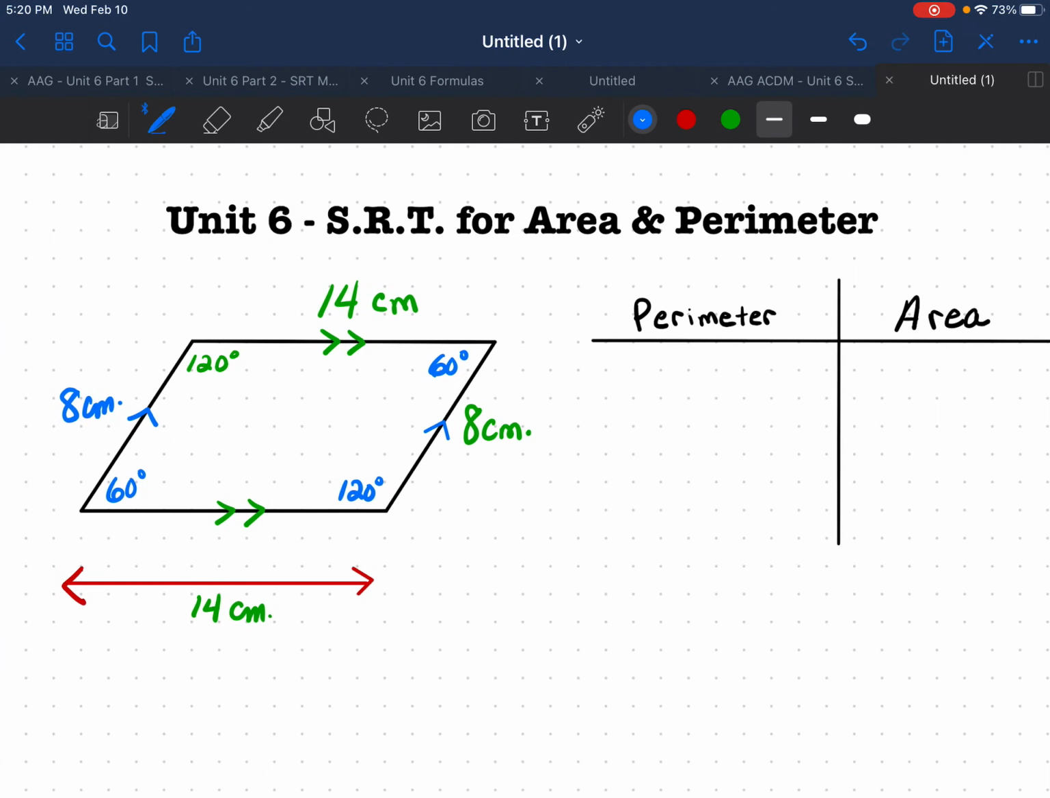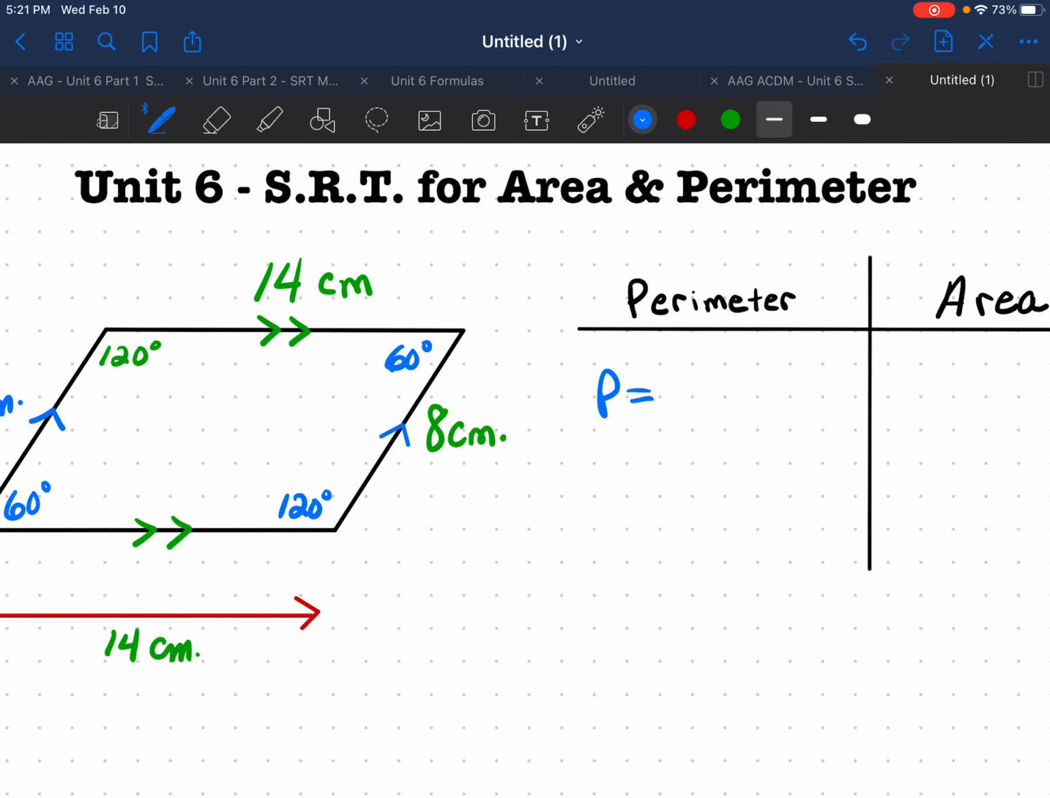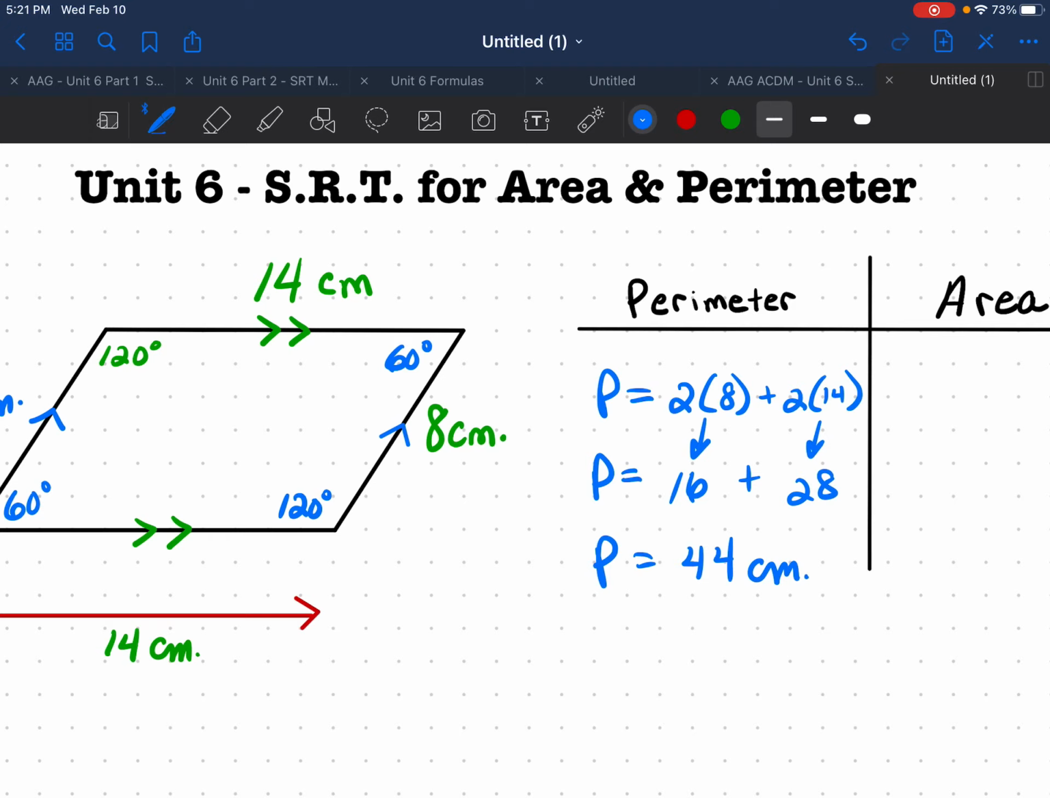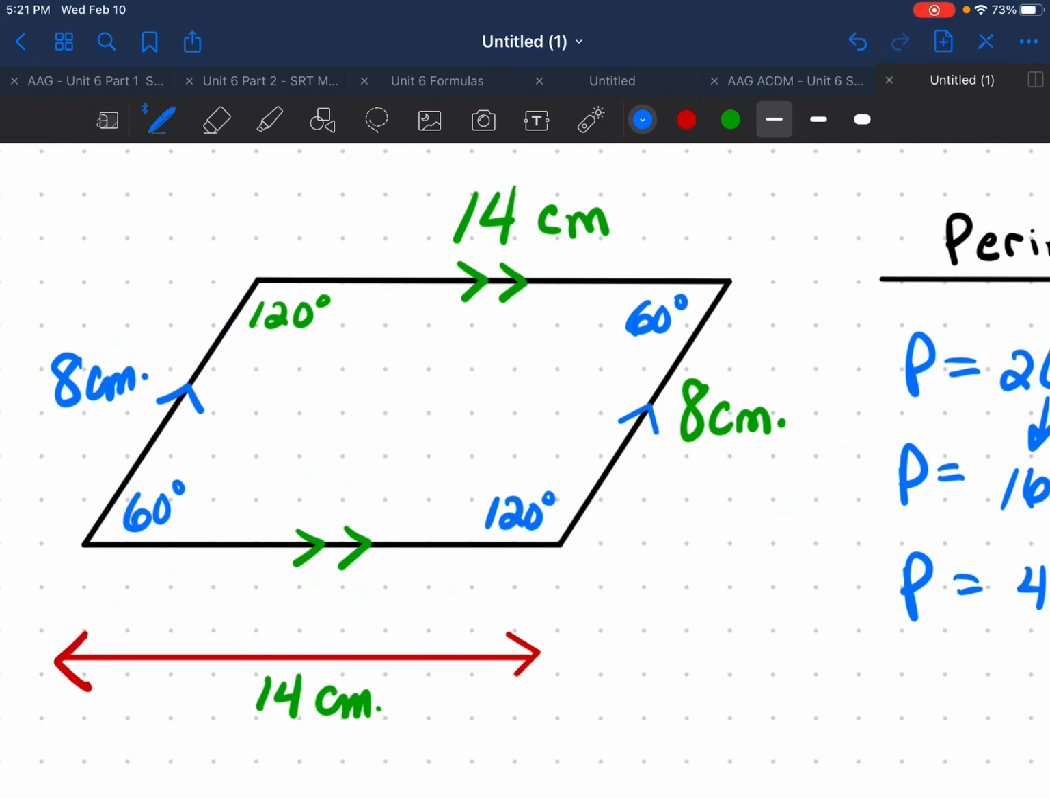Perimeter should be really easy in this case because our perimeters are just nice whole numbers. So let's go ahead and do that. I'm going to say perimeter equals. Now, you could just list all 4 of them, but I should know that my perimeter is 2 8s plus 2 14s. Okay, so 2 8s will give me 16, and 2 14s will give me 28. Therefore, our perimeter is 44 centimeters. Nice and simple, very straightforward. Didn't need any special right triangles for that. But, good segue. We will, however, use special right triangles for our next step.